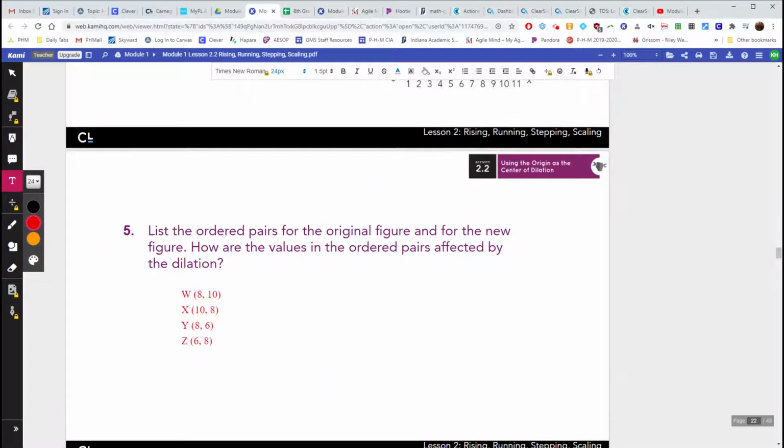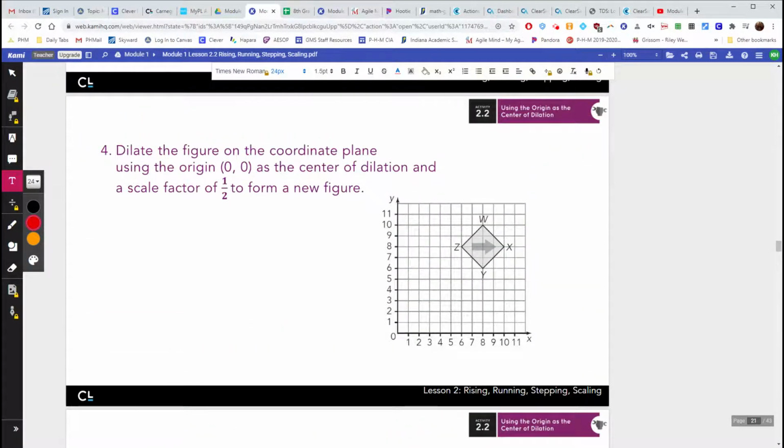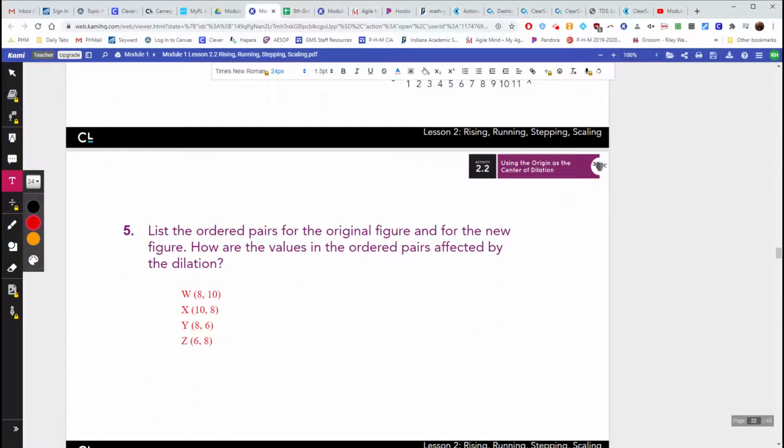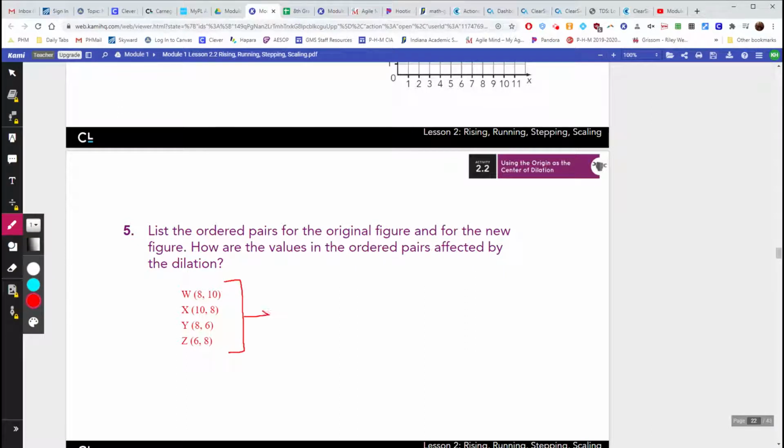Let's see what happens. So we're going to do the same thing. We're going to jump to number 5. I've already given you the ordered pairs there of the original. So copy these, please. Pause. Copy those. And again, if we're using a scale factor of 1/2, that means that the coordinates are going to be half of the original ones. So in order to get the coordinates of the image, we're going to take these and multiply again by the scale factor, which is 1/2.